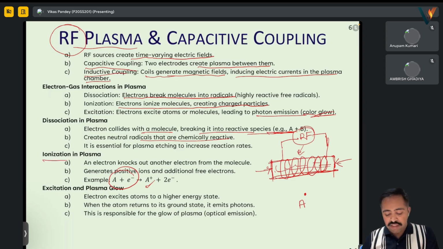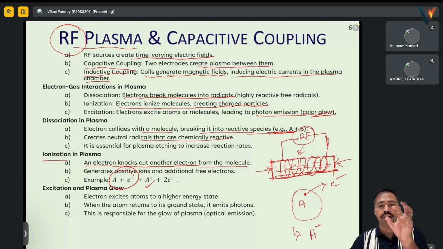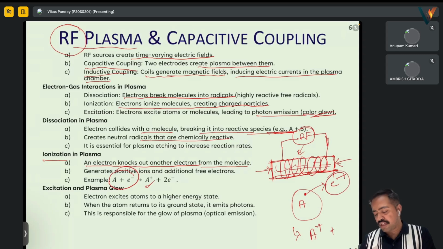Second is ionization, in which an electron knocks out another electron from the molecule. So once it is reactive, the same electron or another active electron might knock it out. This electron might come out. And that generates a positive ion, say A positive. Now that space is empty, so it is positive, in search of any electron in a sense, and in ionized form. And this gives us an extra electron. We started with one single electron, now we have two electrons.